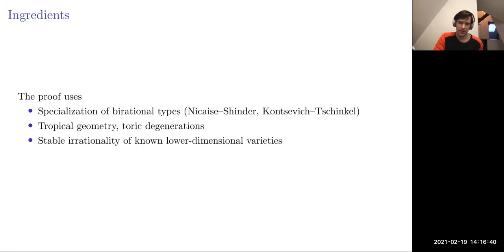So that's basically the 3 main ingredients. All of these are quite recent. First I'll explain the first part here about specialization of birational types. Maybe now is a good time for questions, if there are any.